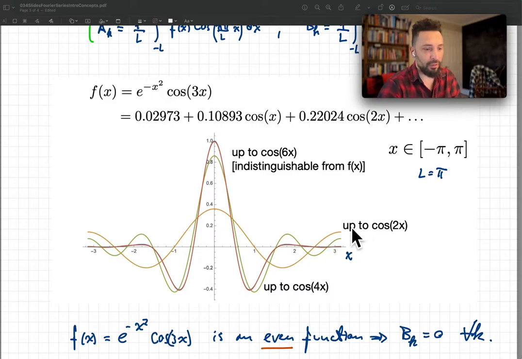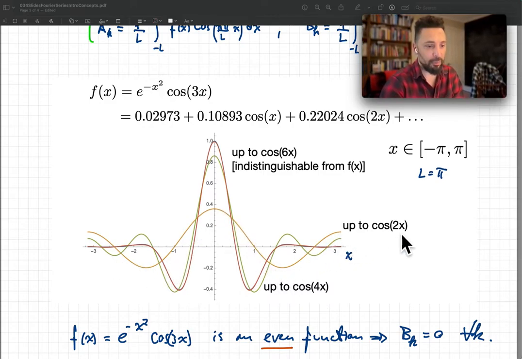And you see that this light orange curve is up to cosine of 2x, so up to this one that is written here, then you can add one more term and you obtain the green curve, and it starts to look like the other one. And then when you get to order 6, it's basically indistinguishable on this plot. You can see a little bit of blue in the background there and there, but it's basically a pretty good approximation.